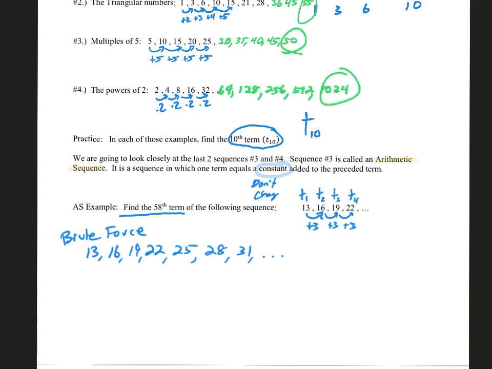Now, is there a better way of doing this? Well, absolutely there is. What I want you to do is just take a moment and see if you can figure out what the 58th term will be. I'll pause the video, or you pause the video, and see if you could figure out what that 58th term is. And then when you come back, I'll show you how to do it.